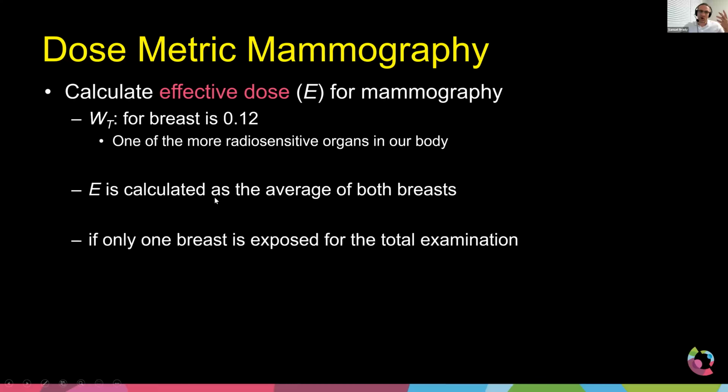Now, we don't always image both breasts, maybe on a diagnostic performance. If you go in for your screening mammography, there's something suspicious on the right breast, and the woman comes back, she is only imaged on the right side. Obviously, you can't average two because there's a zero value here. So when you calculate effective dose for one breast, you have to take the value D sub G multiplied by 0.12 and divide it by 2.